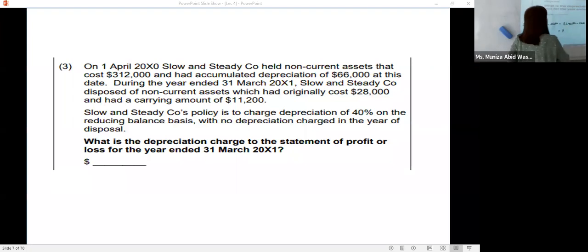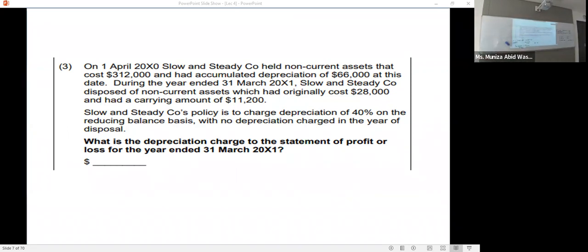How much is the remaining amount? 246,000 minus 11200. 234,800. On this amount, now we can take the 40% depreciation. How much depreciation charge is there? 93920 is the depreciation charge for the year ended 31st March 2001.